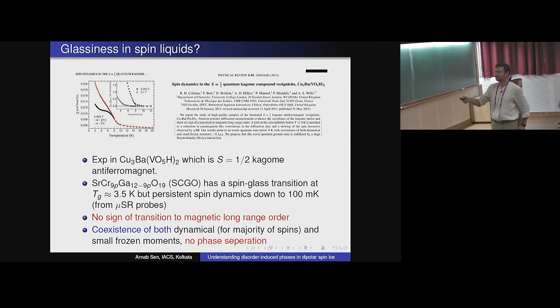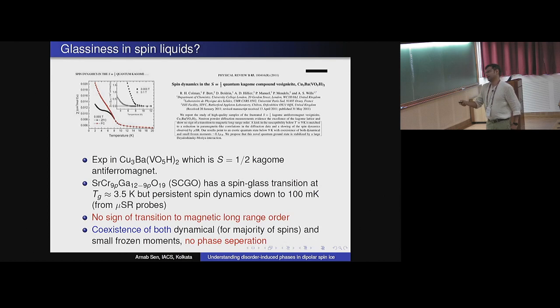So here I just show one experiment, but there are lots of experiments where you can see the signature that there is a glass phase below a certain transition temperature, because the data using zero field cooled and field cooled studies start diverging below a certain temperature, which signifies a diverging time scale in the system. And this experiment in particular is on a spin half Kagome antiferromagnet, where again we believe that there is a spin liquid phase at least at temperatures which are not too low.